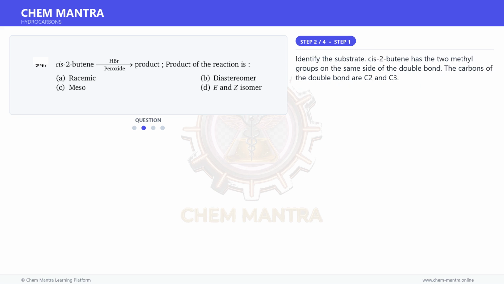Moving on to the next step. Identify the substrate. CIS-2-butene has the two methyl groups on the same side of the double bond. The carbons of the double bond are C2 and C3.